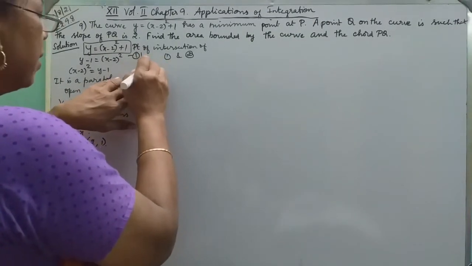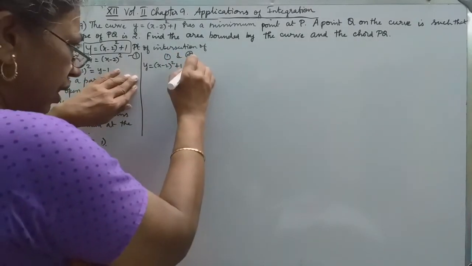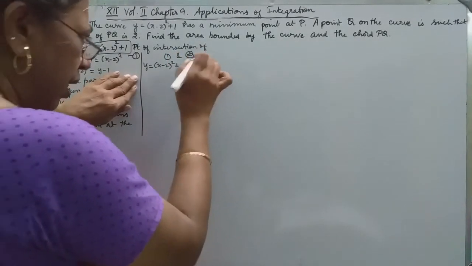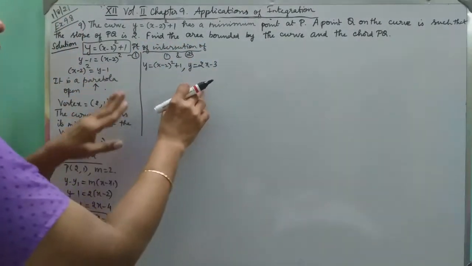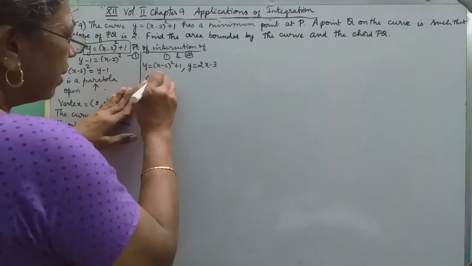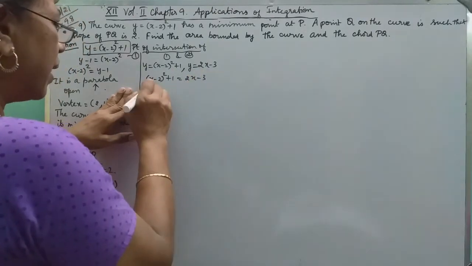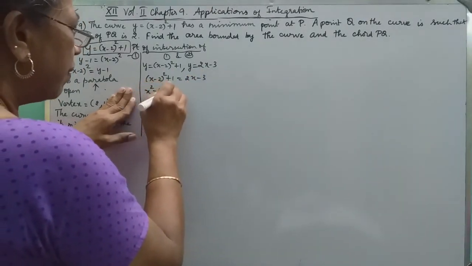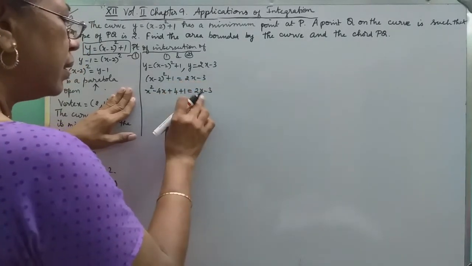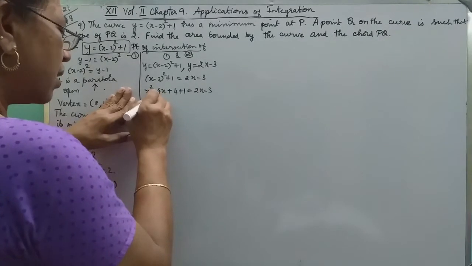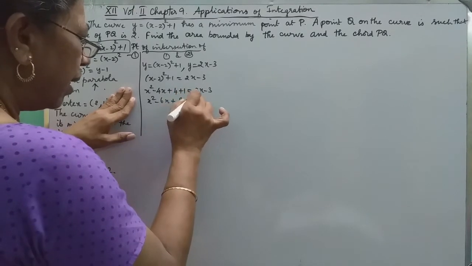Write the first equation: y is equal to (x minus 2) the whole square plus 1. The second equation is y is equal to 2x minus 3. At the point of intersection, y will be the same, so we can equate them. So (x minus 2) the whole square plus 1 is equal to 2x minus 3. Expand this: x square minus 4x plus 4 plus 1 is equal to 2x minus 3. Transfer these terms to this side. So it is x square minus 6x plus 5, and if 3 comes this side, 8, equal to 0.